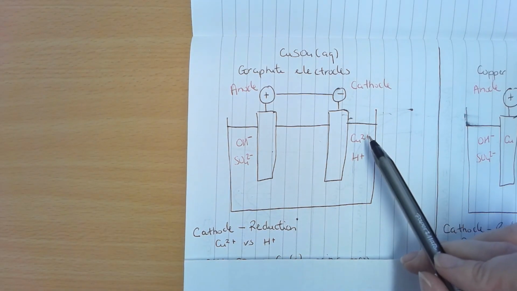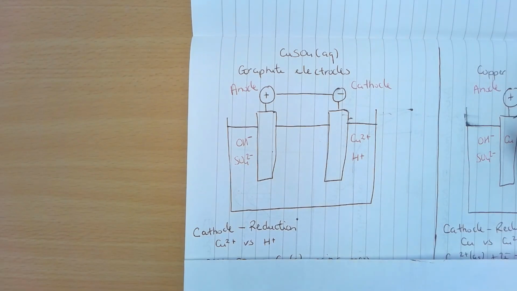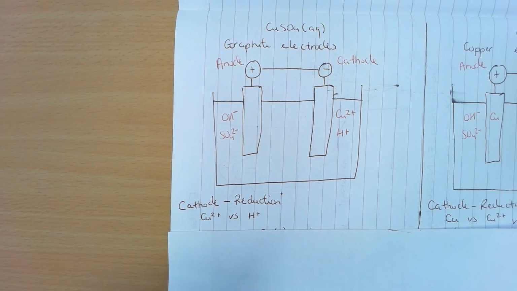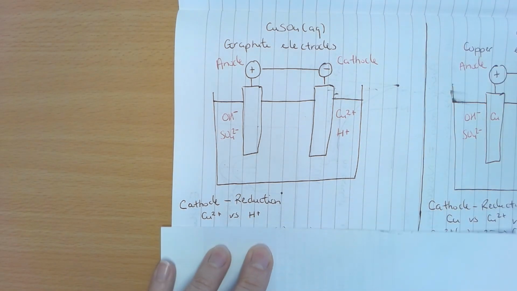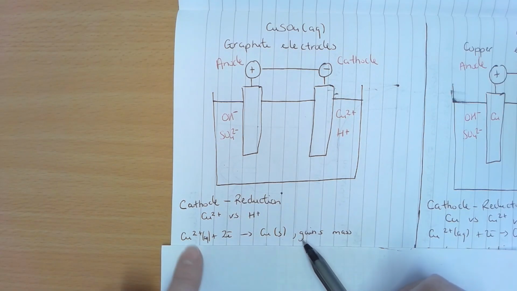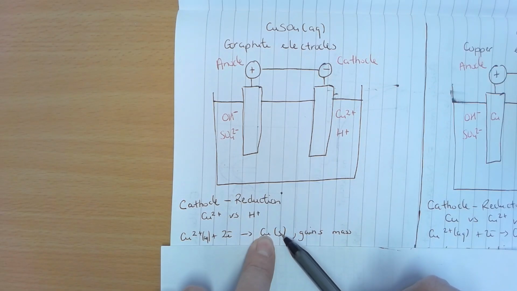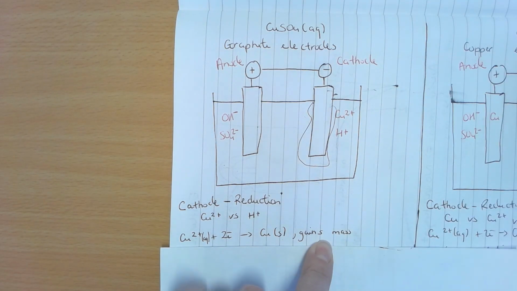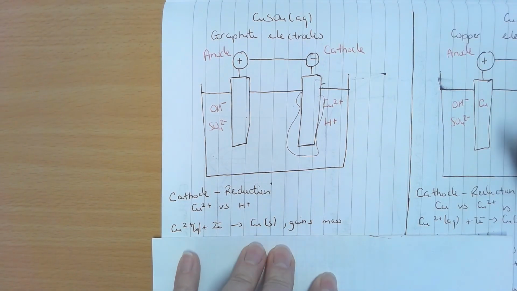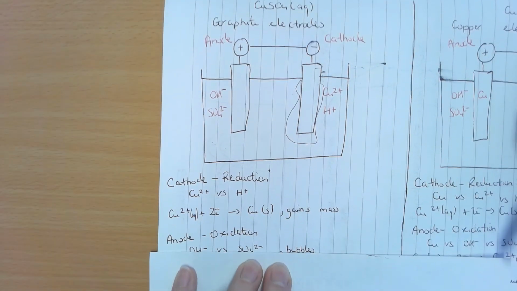So the things at the cathode are Cu2+ and H+. You need to decide which one is going to be reduced. Because copper is more stable than hydrogen, copper is the product that will form. And you write your reduction half equation. Because it is a solid, you're going to see a build-up of solid around the cathode, and the cathode will ultimately gain mass. At the anode, you've got two negative ions to choose from.